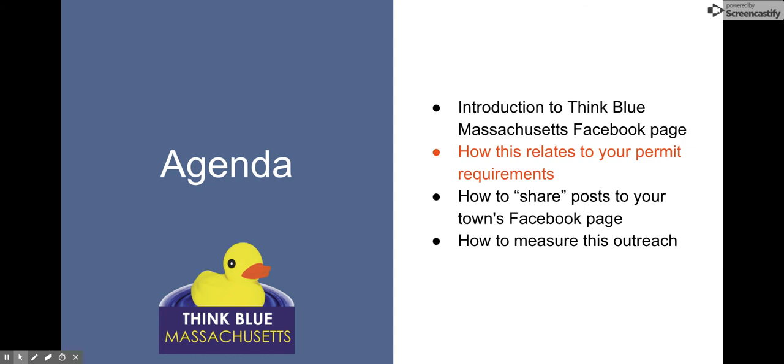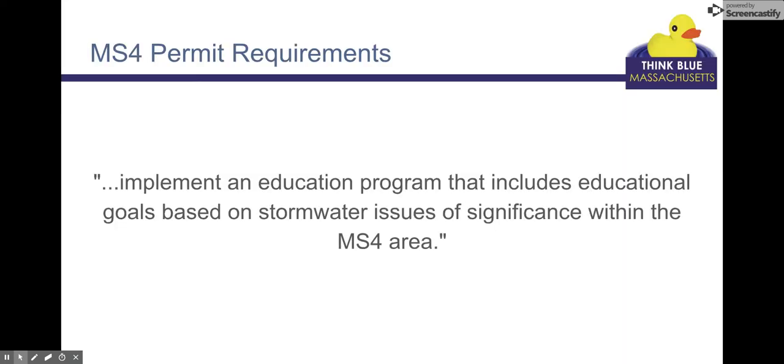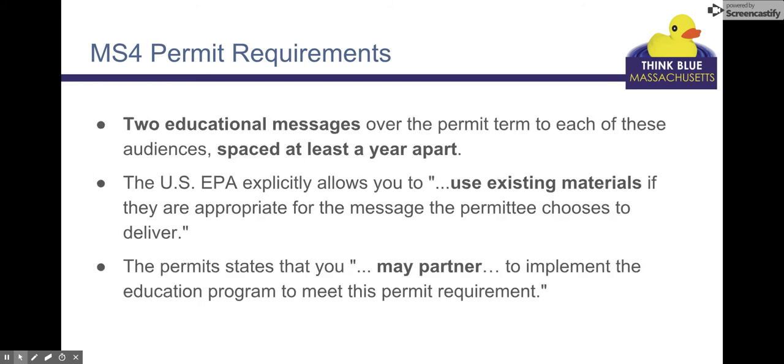So now, how do these posts on the Think Blue, Massachusetts Facebook page relate to your permit requirement? Well, here are a few highlights from your permit requirements. The MS4 permit for Massachusetts municipalities requires you to implement an education program that includes educational goals based on stormwater issues of significance within the MS4 area. That's kind of the overview of your requirements.